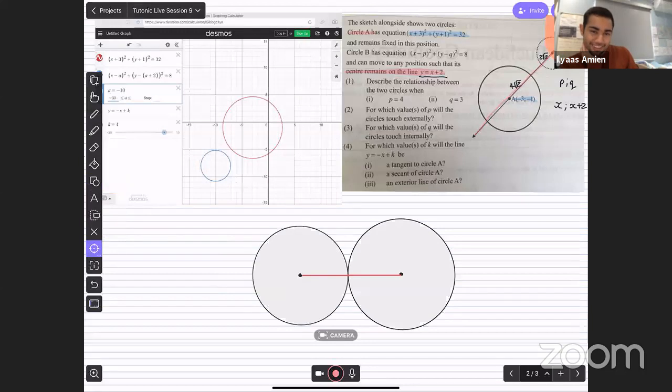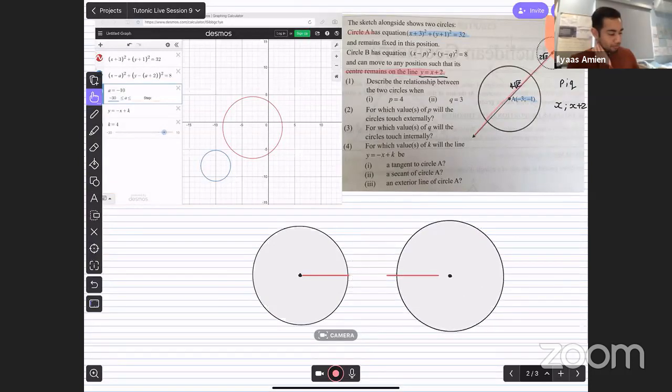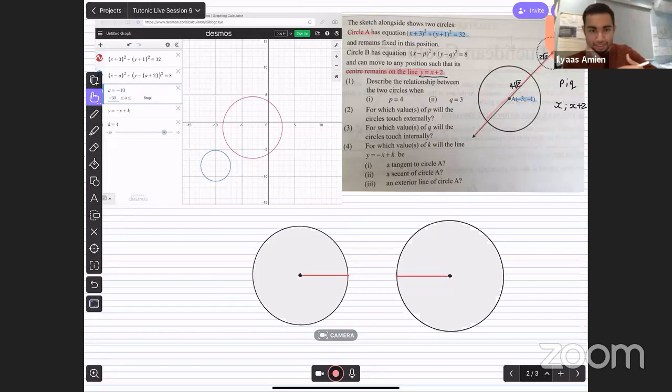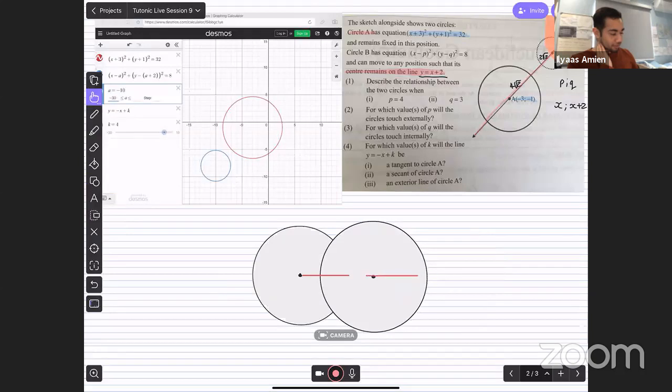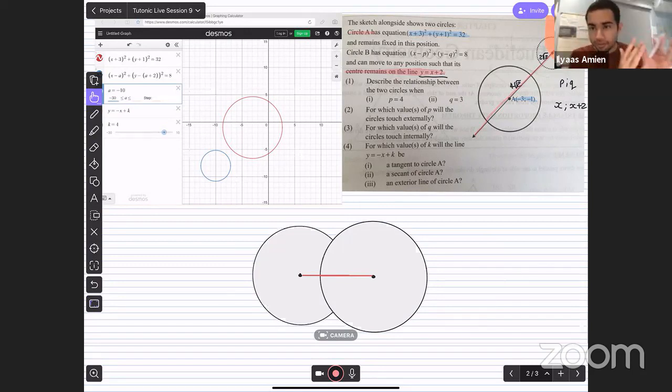Ayan? Yep, I understand. Okay. If I move them apart, what happens? The distance between their centers increases. It is greater than the sum of their radii. If the circles intersect, what happens? The distance between their centers is smaller than the sum of the radii.